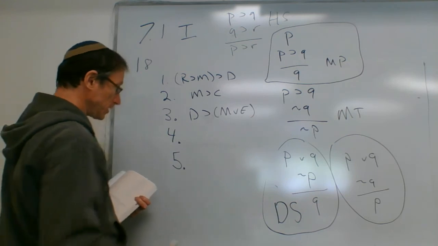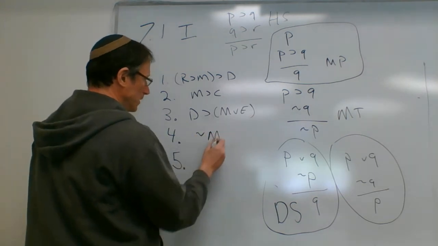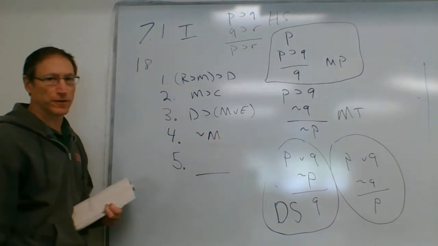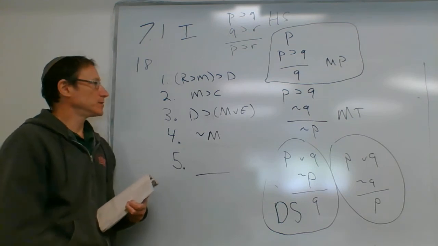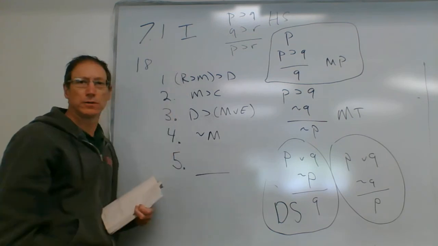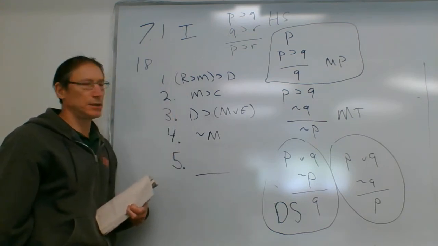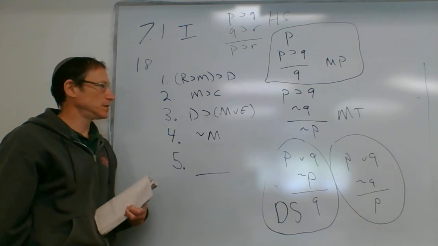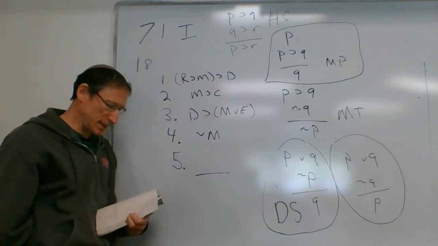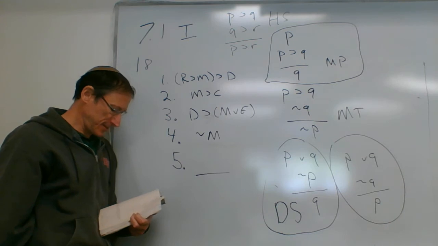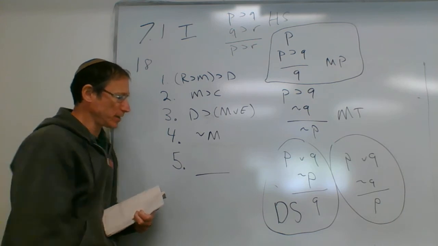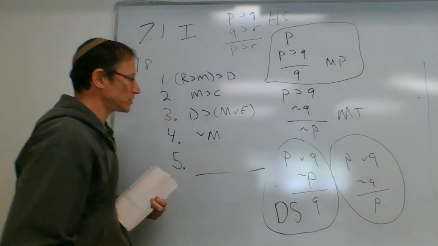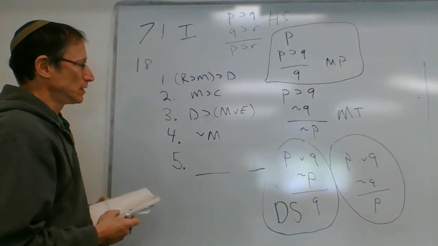We have not M. And the question is, what can you infer? I hope this is clear. R horseshoe M, M horseshoe D, M horseshoe C, D horseshoe M wedge E, and not M. And we now have the question, what can we infer and using what rule on which step or steps?